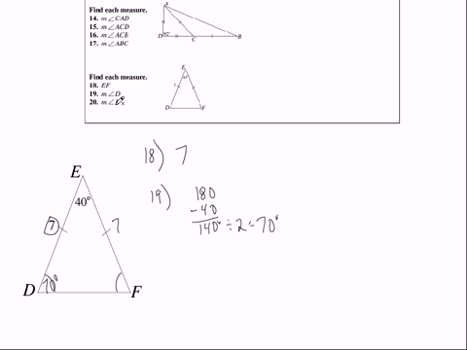Angle F is even easier since you just did the work on it. Angle F is the same as angle D, so that's going to be 70 degrees as well. So on number 20, it's also 70 degrees. And that's it. That's your Chapter 4 test. And we've got one more to do.